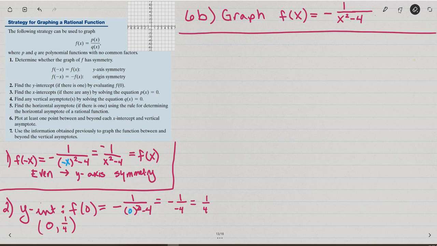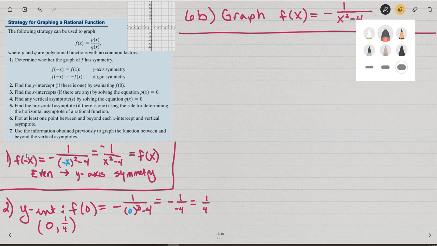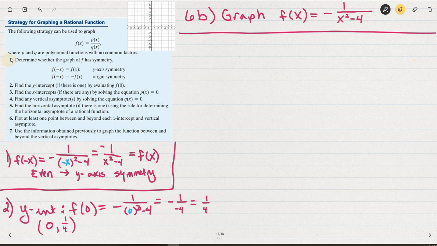I've started some of those steps here to keep the video a little bit shorter, but when we start off, the first step is to evaluate if it's even or odd. The reason we're doing that is because if we can find some symmetry, then that symmetry is going to make graphing the function much easier.